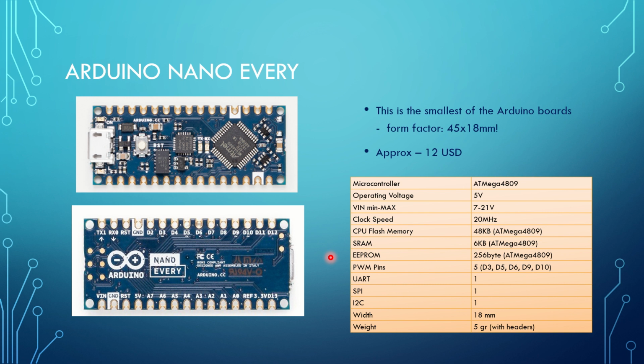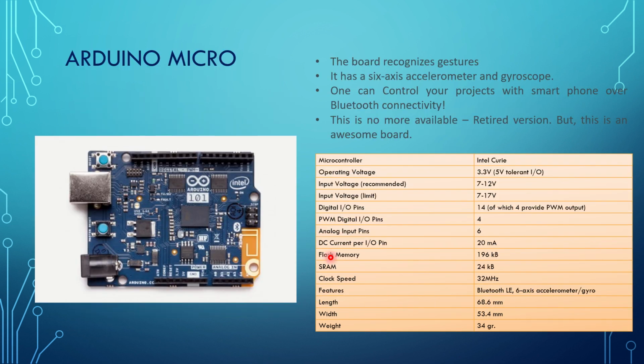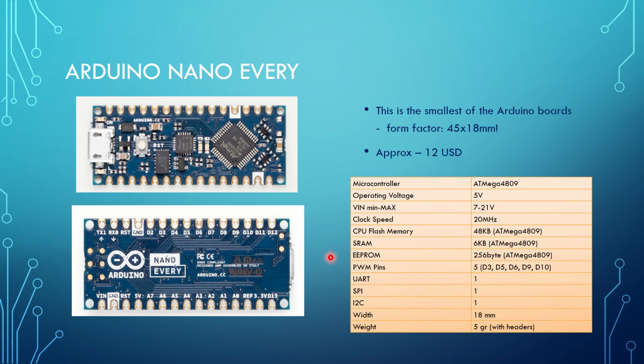much cheaper. And you've got the Atmega 4809, and again it is all Atmega series other than the previous one that we have seen here, which is Arduino Micro, which has an Intel board inside, but the rest are almost all following Atmega. And the operating voltage is 5 volt, and the min-max voltage range is 7 to 21. Clock speed is 20 megahertz, which is pretty reasonable.